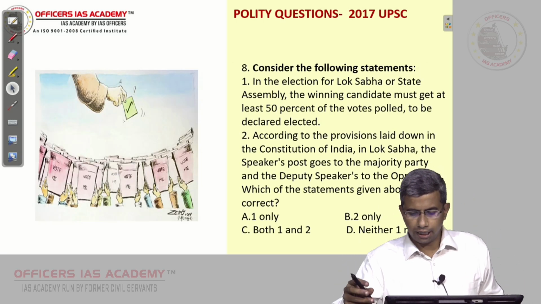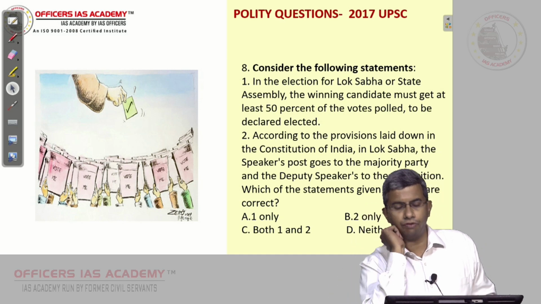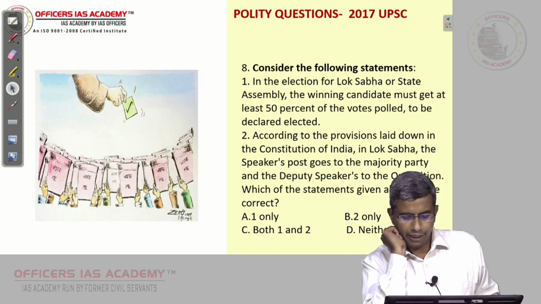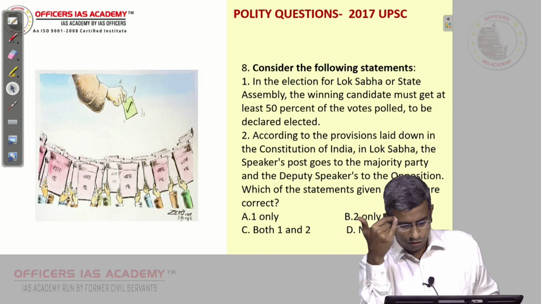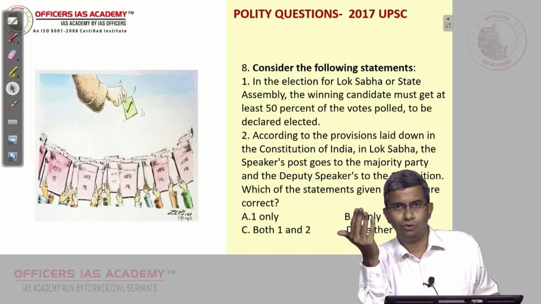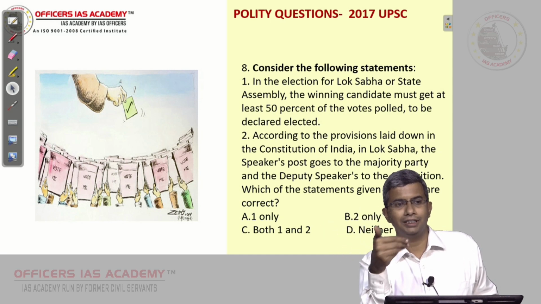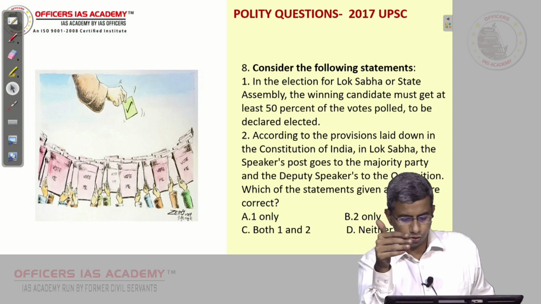Consider the following statement. In the election for the Lok Sabha or State Assembly, the winning candidate must get at least 50% of the votes polled to be declared elected. One is out of the window, isn't it? So option A and option C are gone. Because you know it's the first past the post system in India. Whoever gets the maximum votes gets elected. It is not that the winner has to get at least 50% of the votes.